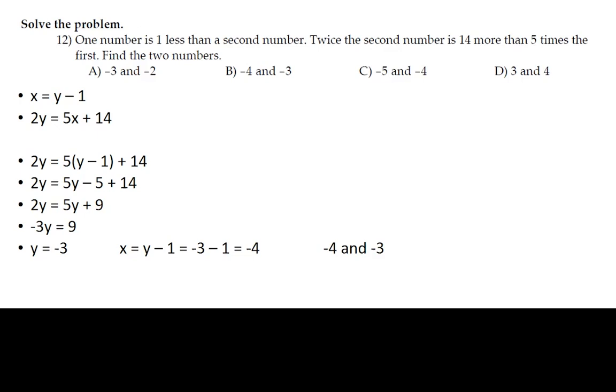We still need our x. So take negative 3 and plug it in to that first equation that had x equals. X equals y minus 1. That would be negative 3 minus 1, which would be negative 4. So x is negative 4. Again, I think I said 4, but negative 3 minus 1 is negative 4, just to make sure that I said that correctly.